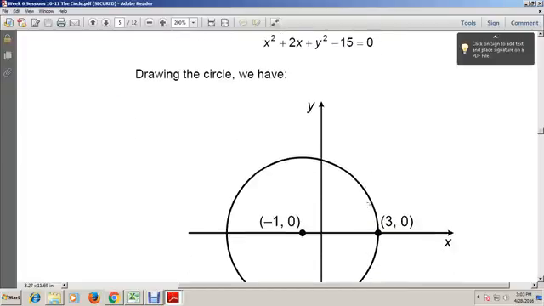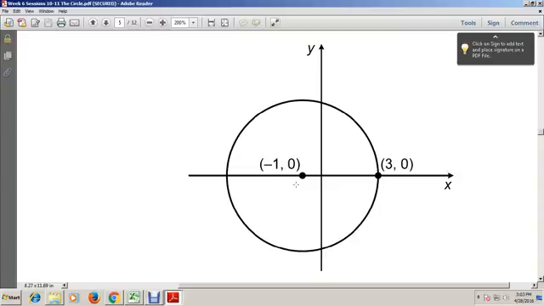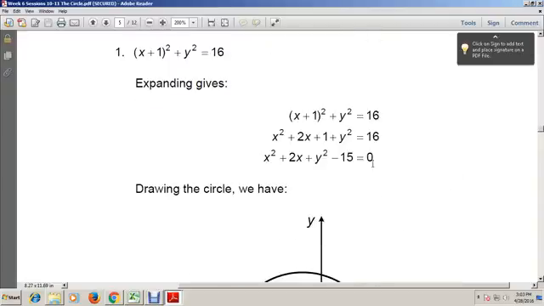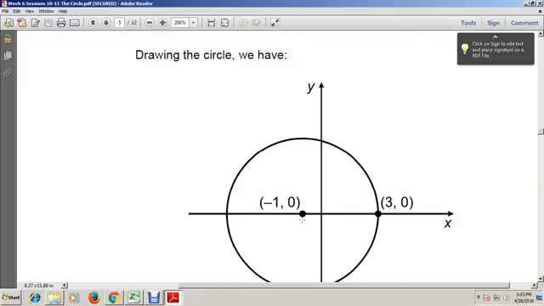Okay, so the drawing of the circle correspondingly will have this figure. The center is at (-1, 0). The radius is 4. So that means from the center of the circle, this distance should be 4 units. So of course, from here to the origin is equal to 1 unit, and from the origin up to this point should be 3 units to make 4 units. So this is actually 4 units.